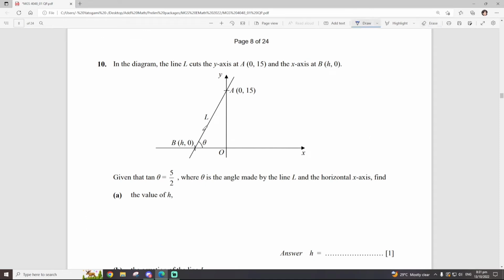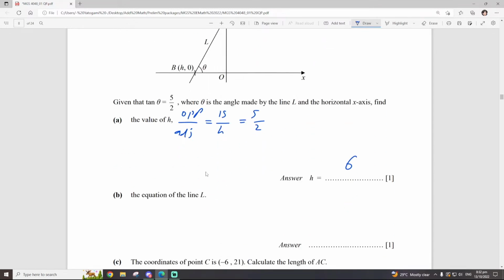In this diagram, the line L cuts the y-axis at A (0, 15) and the x-axis at B (h, 0). Tangent theta is 5/2. What is the value of h? Okay, so tangent theta is opposite over adjacent. Relative to theta, this is the opposite and the other side is the adjacent, right? So this is actually equals to 15 over h. Okay, and this is 5/2. So what is h? h is actually 6. Minus 6, sorry, because it's a negative side.